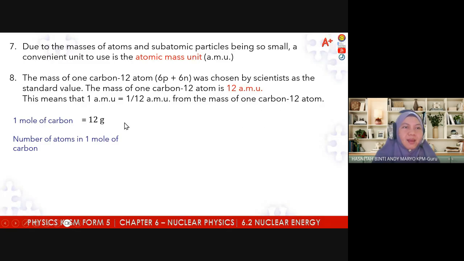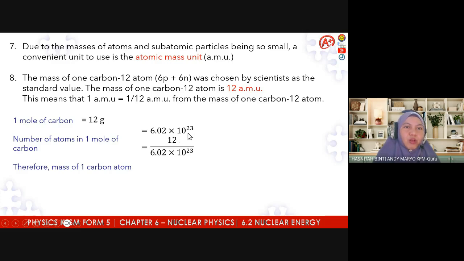And you learned in chemistry also that 1 mole of carbon equals 12 gram. In 1 mole of carbon, how many atoms are there? We have 6.02 times 10 power of 23 atoms. This is also known as the Avogadro number. Am I right? Is it right that you call it the Avogadro number?